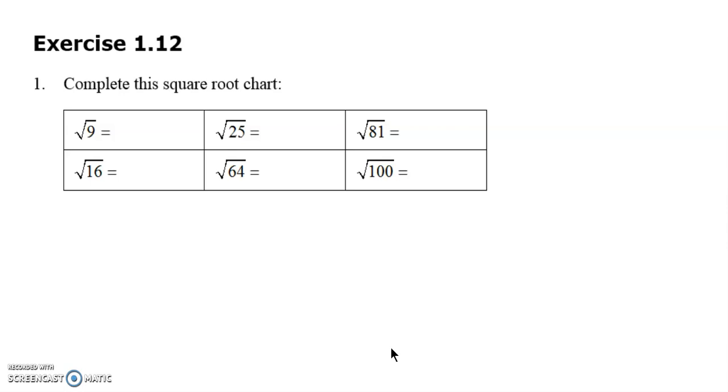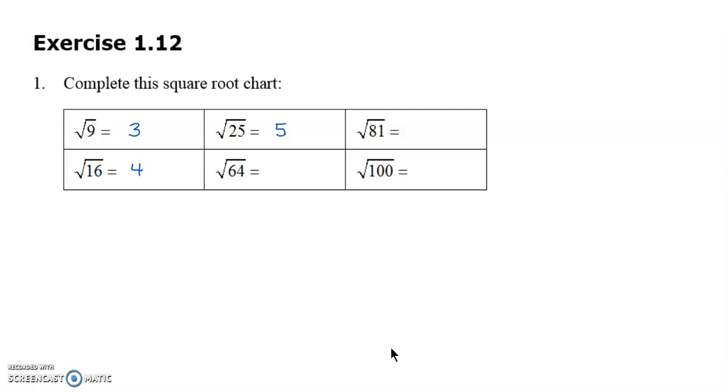Number 1, we're completing the square root chart. So we're thinking of the opposite of the square root. We're thinking exponents. What makes 9 when it multiplies by itself? 3 times 3 makes 9. What makes 16 multiplied by itself? 4 times 4 makes 16. What makes 25? 5 squared makes 25.